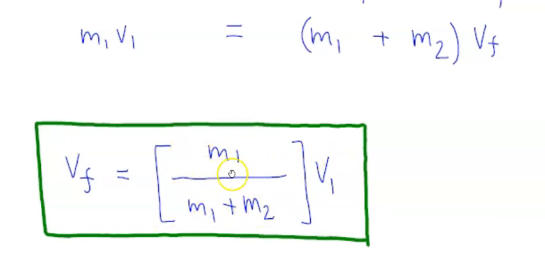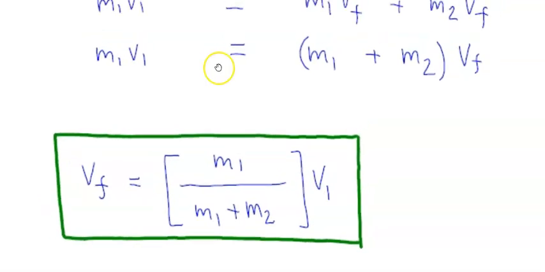m1 divided by (m1 plus m2). This creates a ratio. So whatever the ratio of the masses is, that will give us a fractional proportion of the original speed. The final velocity of the group after the collision, when they stick together, is always going to be equal to a fraction of the original speed. Let's take a look at some examples of this, and it'll become clear in just a moment.